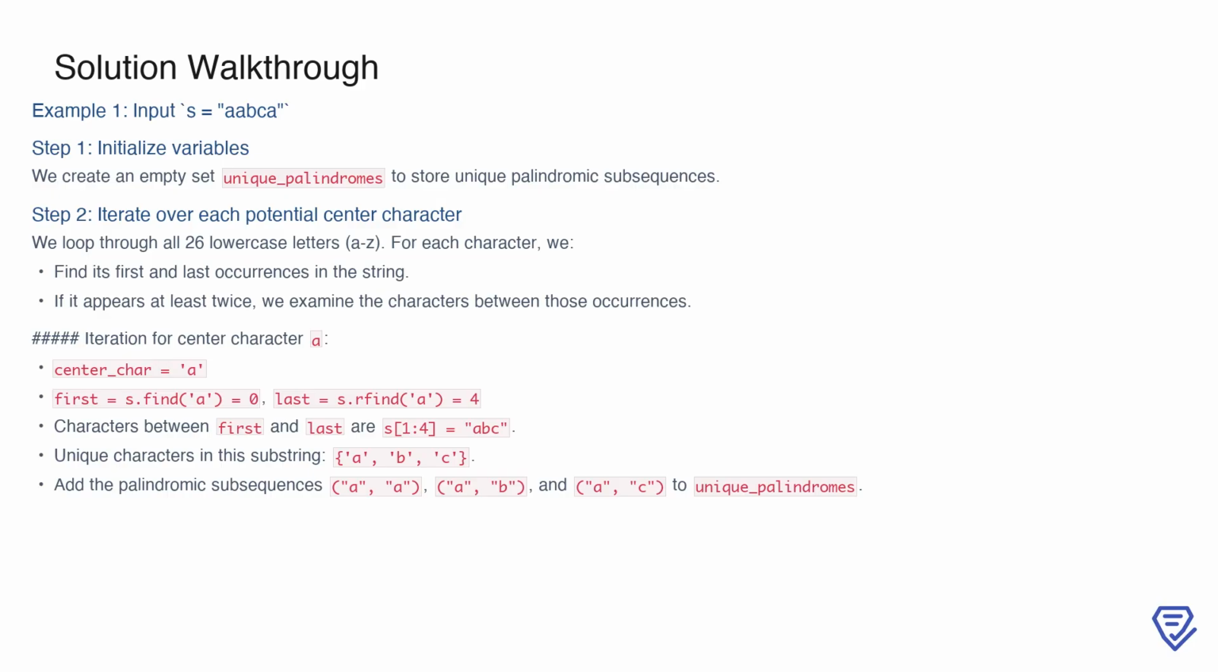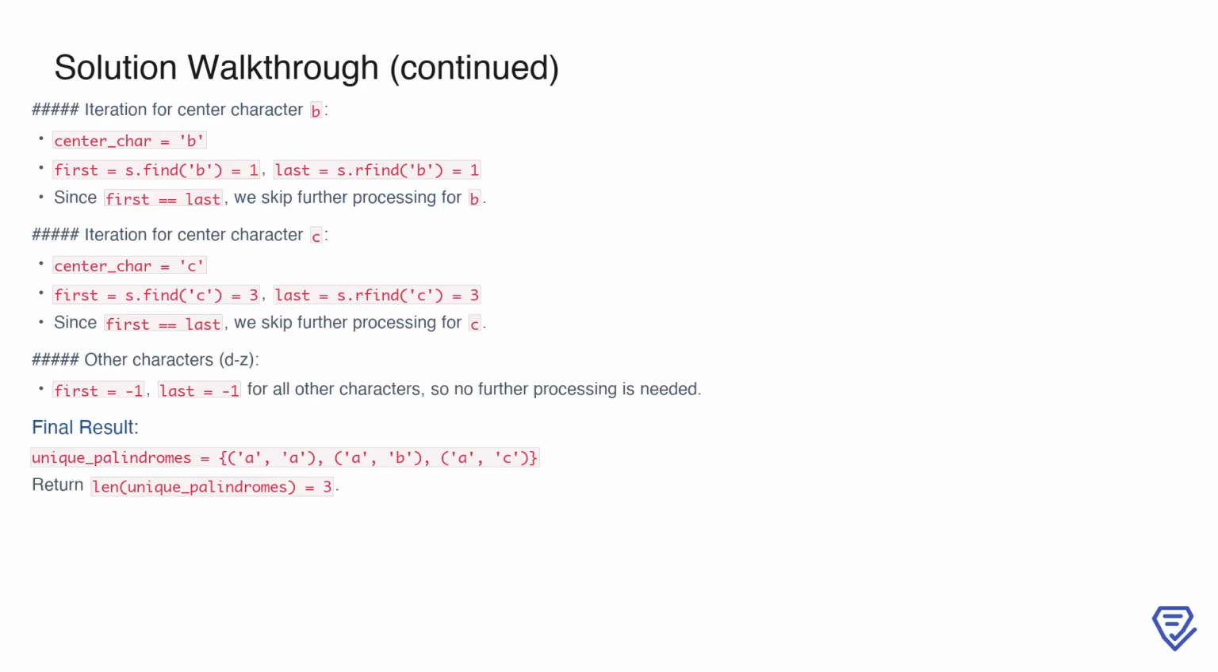For example, when the center character is a, its first occurrence is at index 0 and its last at index 4. The substring between these indices is abc, which contains the unique characters b and c. Using these, we can form the palindromic subsequences aba and aca, which are added to the unique_palindromes set. Next, we evaluate the center character b. Since b only appears once in the string, its first and last positions are the same, so there are no valid substrings to process. Similarly, for the center character c, its first and last positions are also the same, so we skip it as well.